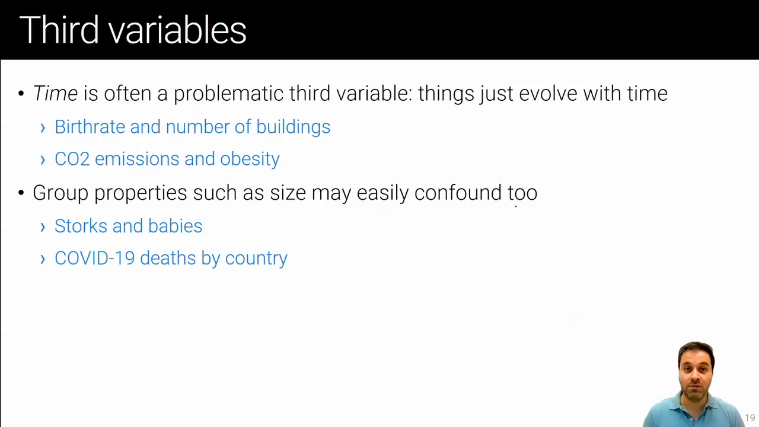Or CO2 emissions and obesity. We know that we humans are getting more and more obese with time, and there's more CO2. That doesn't mean that one is causing the other. It's us, more people, that is causing those two. Storks and babies, like we saw earlier, or COVID-19 deaths by country. Larger countries with more people, higher population, they are going to have more casualties. Well, because there's more people to begin with. It doesn't make sense to compare absolute numbers across countries. We should always compare percentages, right?